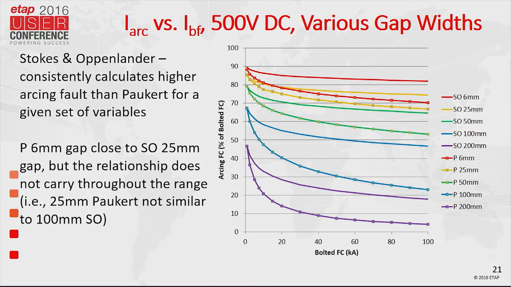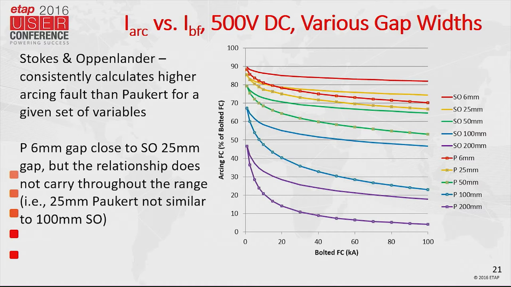I looked at arcing fault current versus bolted fault current at 500 volt DC for various gap widths. These are the Stokes Oppenlander and the PowerCut models. The way I've got this graph done, the values for the same gap are in the same color. So 6 millimeters up top, the two red ones, Stokes is the clean graph. The PowerCut has the marks on it all the way down to the bottom, 200 millimeters. You can see obviously we go through that range.